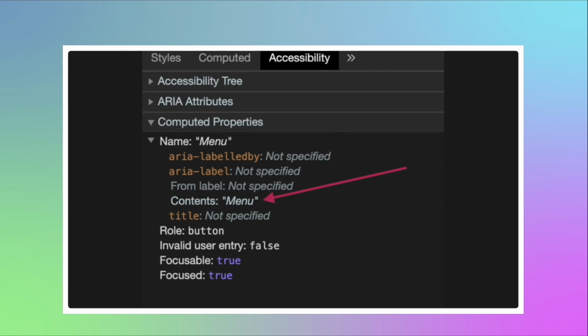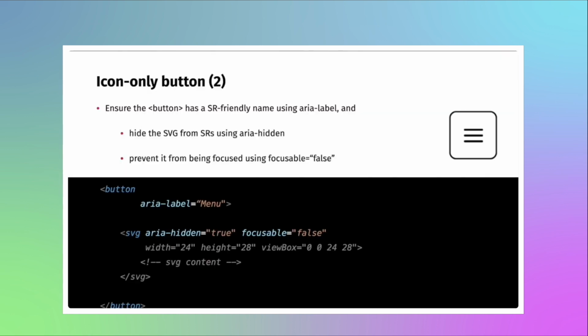If we inspect this button in the accessibility tree in the DevTools, it shows up as a button, and the accessibility API is using the text inside the button as an accessible name. Now, the second approach is a very common and a very popular one.